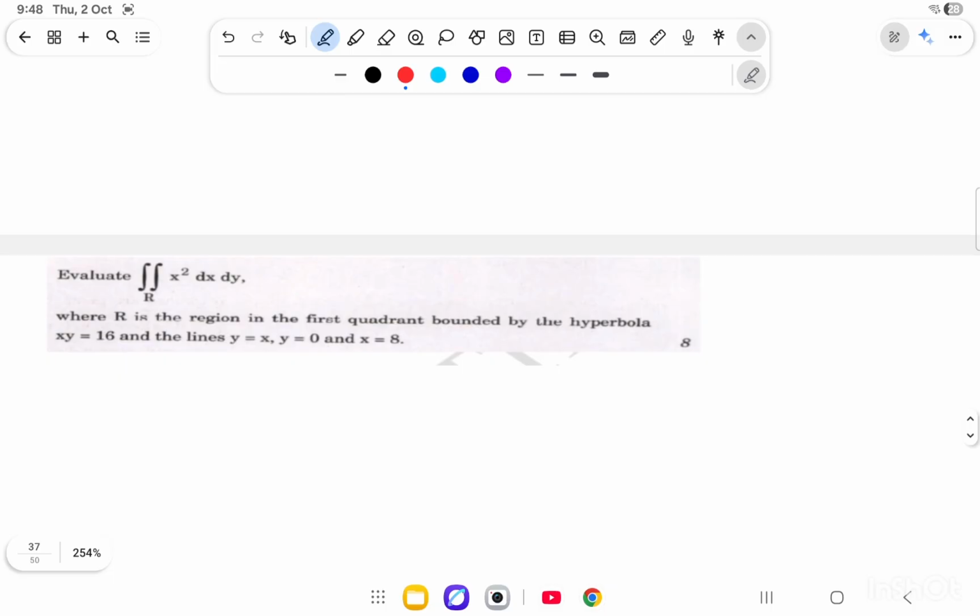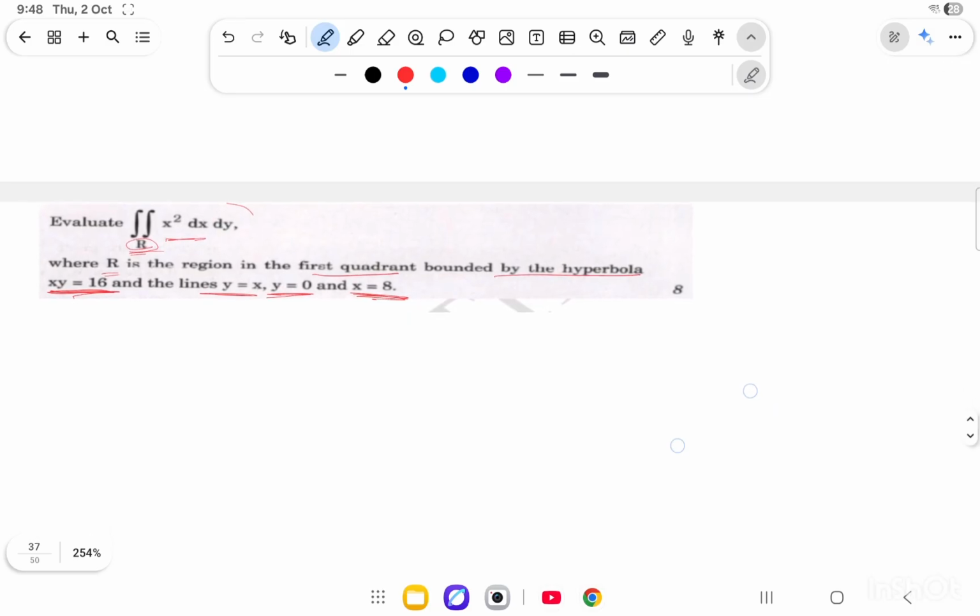So the next question says to evaluate this integration over the region R, and the region R is defined as the region in the first quadrant bounded by the hyperbola xy equals 16 and the lines y equals x, y equals 0 and x equals 8. So they have defined a region R, and over that region we are supposed to evaluate this given integral. So first let's just draw the figure and see what the region R is.